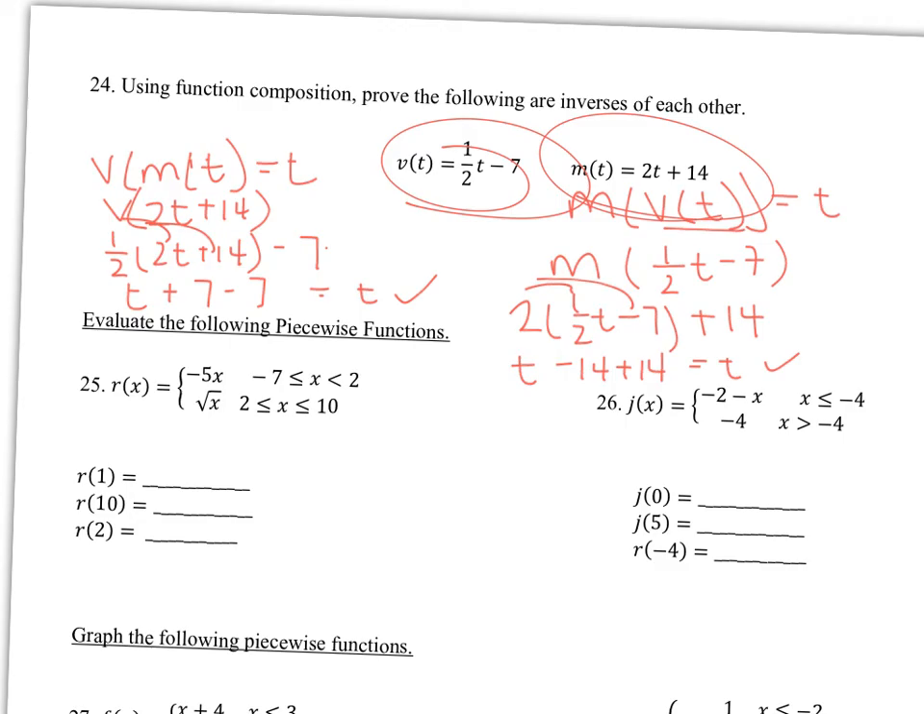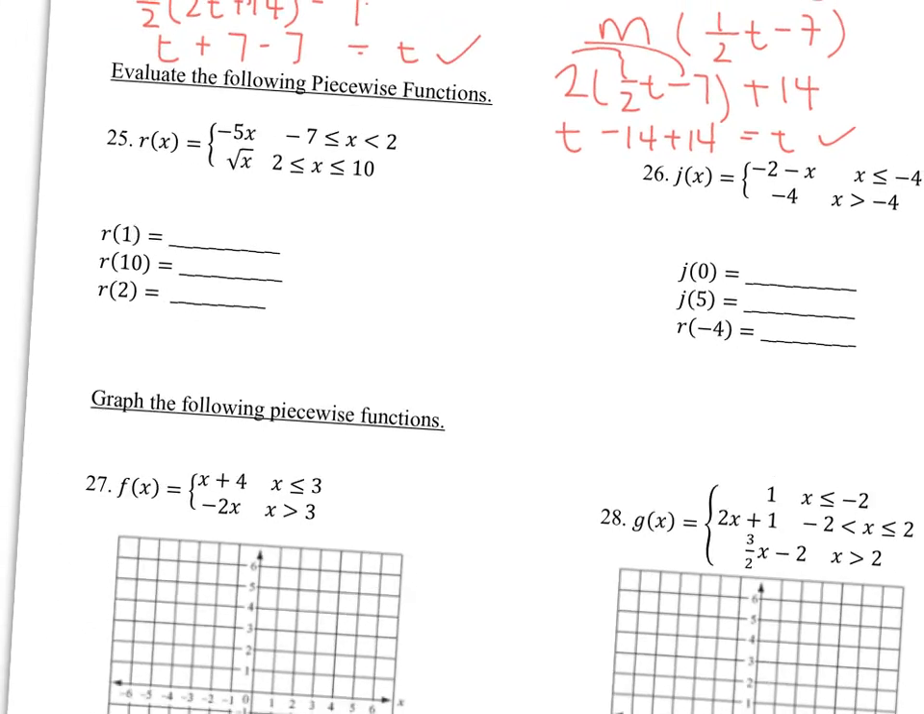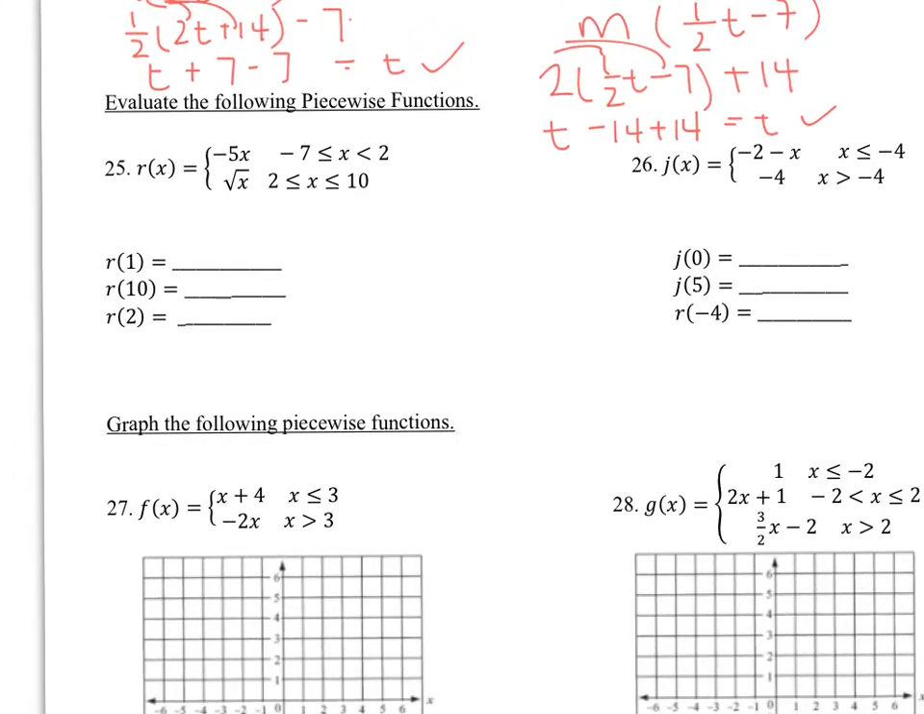So this and this are inverses of each other, so I'm good to go. Evaluating piecewise functions. R of 1, I'm going to plug 1 into my top equation because 1 is in between that inequality. So negative 5 times 1 is negative 5.